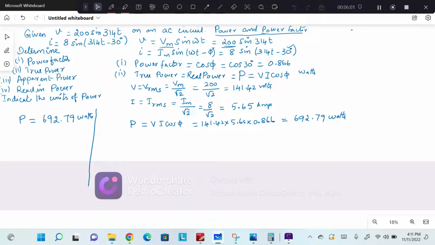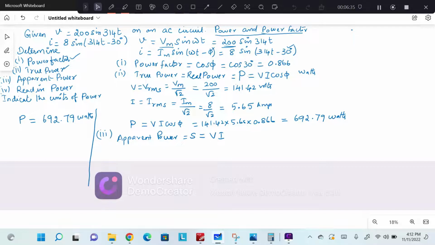Okay. So next, what is asked? Power factor calculated. True power calculated. The next is apparent power. So what is that apparent power? Apparent power is represented by the letter S. S is given by the formula V into I. So V and I are the RMS values of voltage and current.